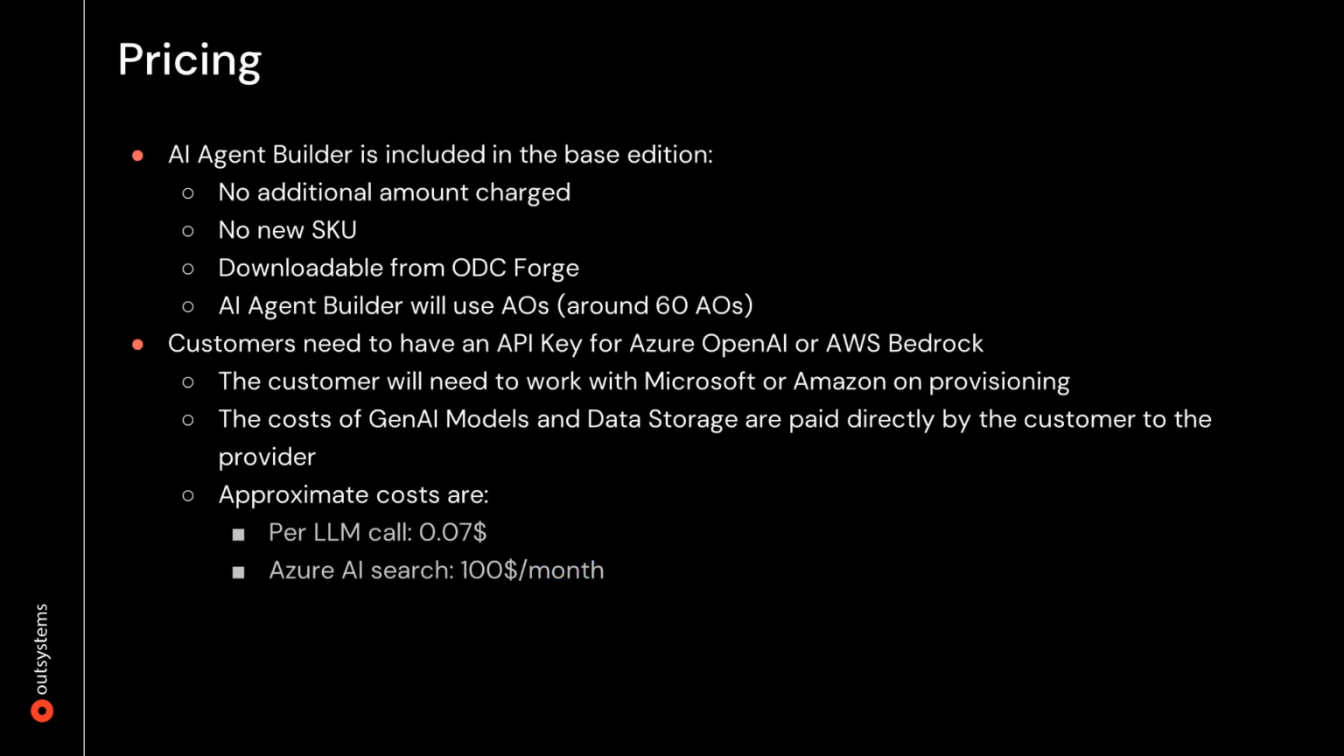For OutSystems customers, this new add-on is included in the base edition. There's no additional charge, and your team can download AI Agent Builder from the OutSystems Forge. It's currently available, and once downloaded and installed, it will use about 60 application objects in your environment. The additional cost of Gen AI models and data storage will be paid directly to the providers, and you'll need to have an API key for Azure OpenAI or AWS Bedrock. With this checklist completed, you'll be ready to build AI-powered applications in ODC.